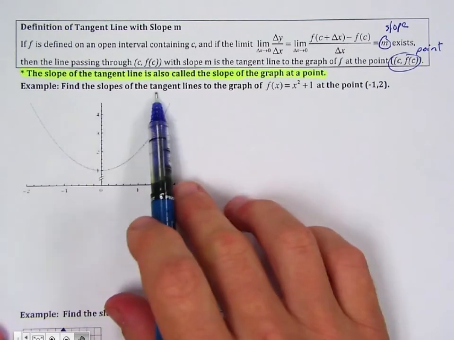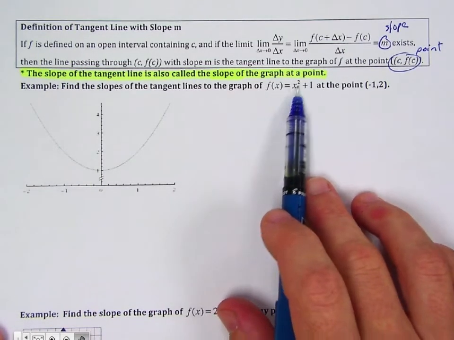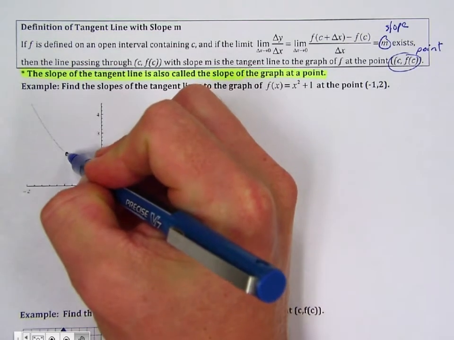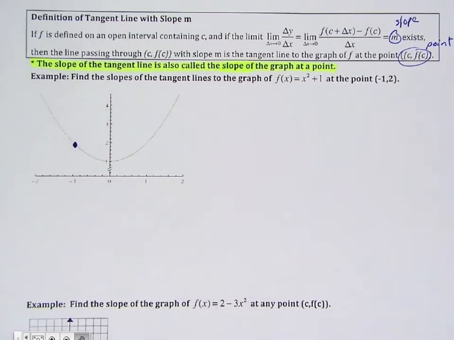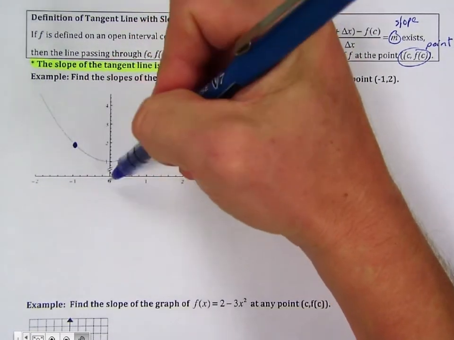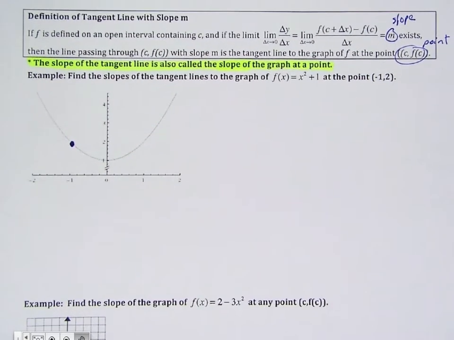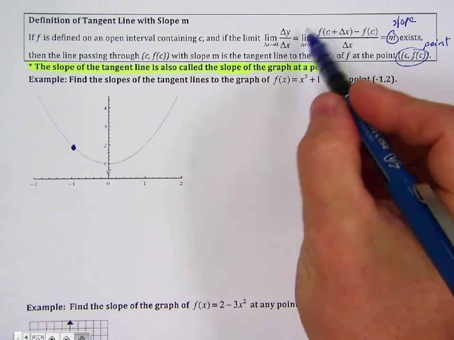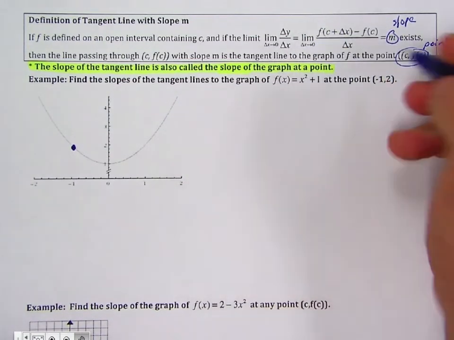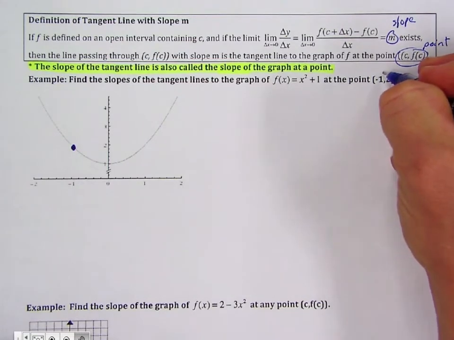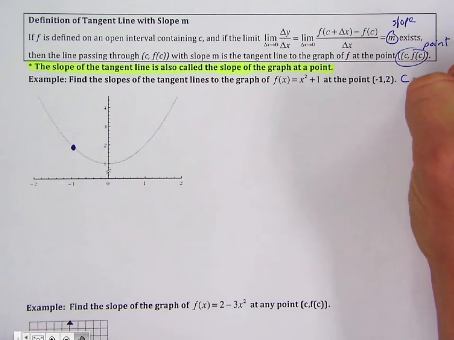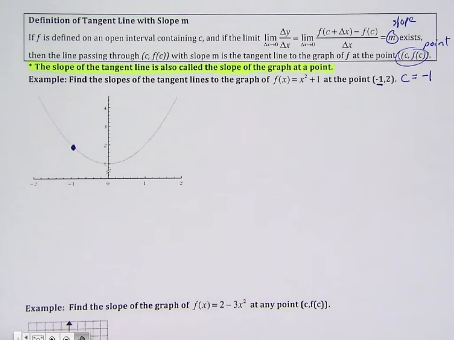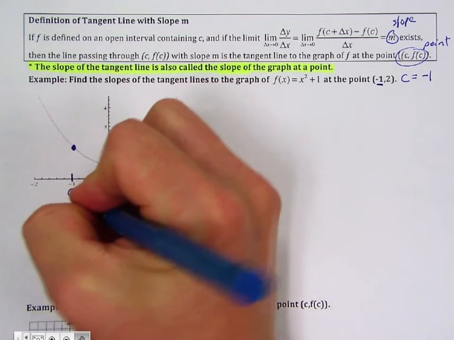So here it says, find the slopes of the tangent lines to the graph of f of x equals x squared plus 1 at the point -1, 2. So here's our point, -1, 2. And our tangent line is going to be somewhere right in here. So let's go ahead and find the slope of this tangent line. Let's use our definition right up here. To do this, all we need to find is c. So c here equals -1, because it comes from the point we're looking for. Okay, so here is our c.